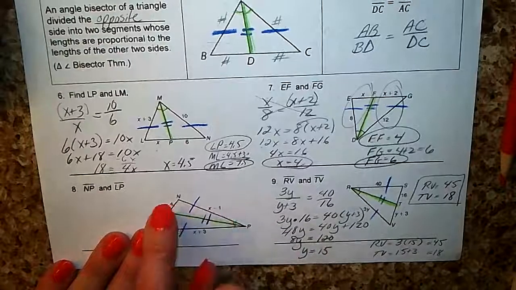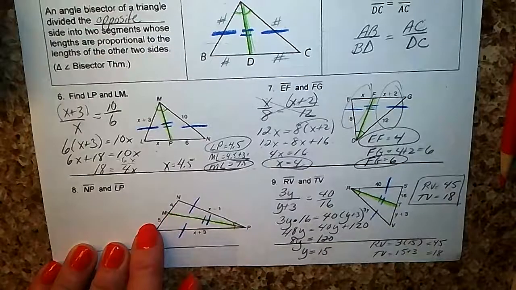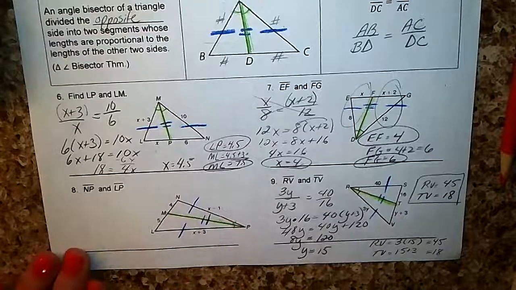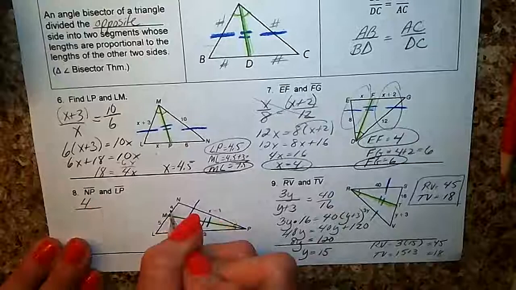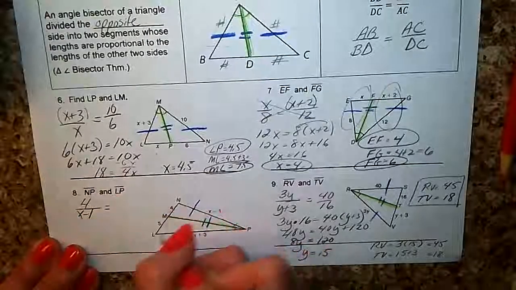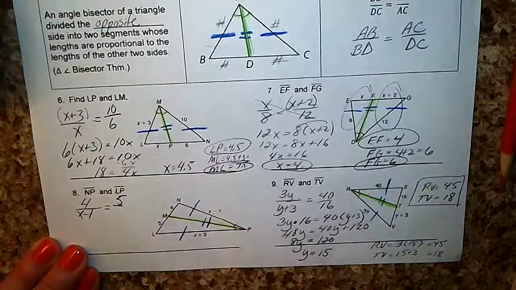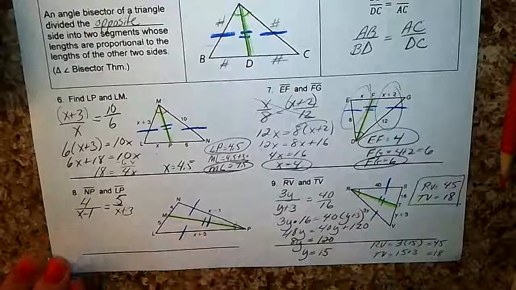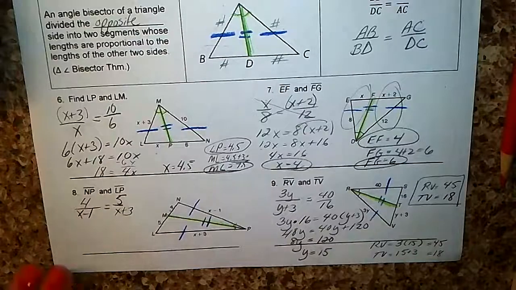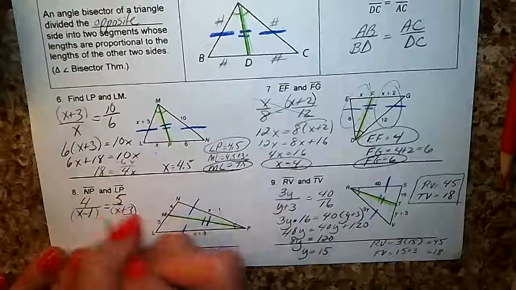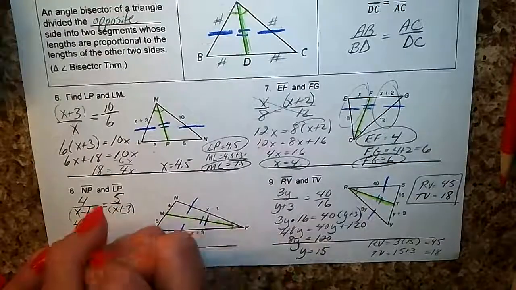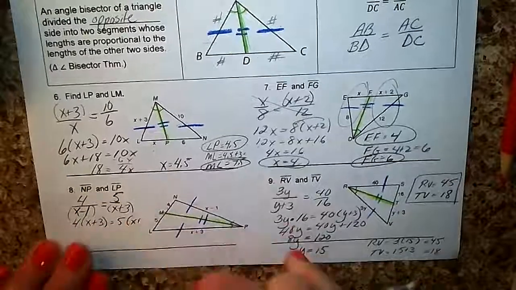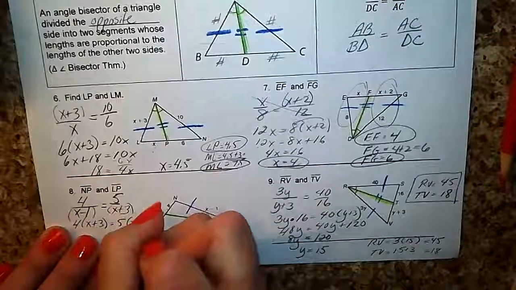I can either do x minus 1 over 4 equals x plus 3 over 5, or I can do 4 over x minus 1 equals 5 over x plus 3. It doesn't matter, okay? So 4 over x minus 1 equals 5 over x plus 3. So I did this over this equals that over that. You just have to be consistent with your patterns, okay? So I'm going to put parentheses around these so I remember to distribute. So 4 times x plus 3 is equal to 5 times x minus 1.